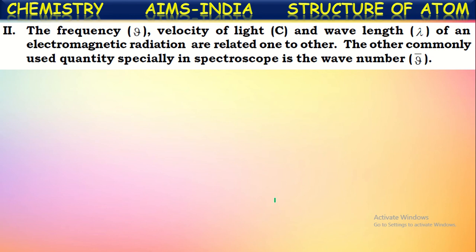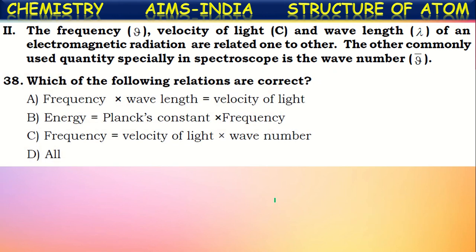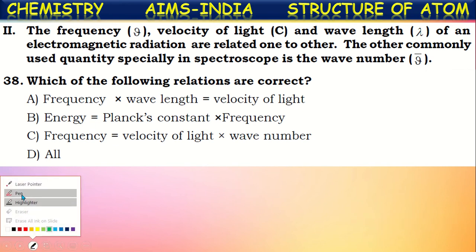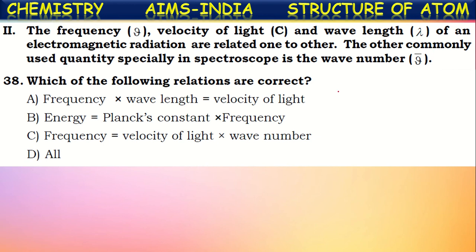Now let us see the questions related to this. See the first one. Which of the following relations are correct? Certain relations are mentioned between these characteristics of electromagnetic radiation. Identify which are correct statements or relations. Frequency into wavelength gives velocity of light. We have a relation between frequency and wavelength, that is, nu is equal to c by lambda.